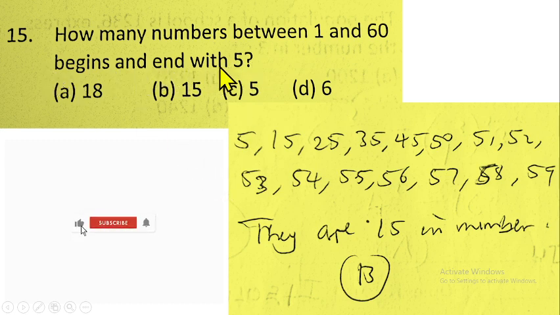If we work on that, then there may be an option here. The numbers that begin or end with 5 are 5, 15, 25, 35, 45, 50, 51, 52, 53, 54, 55, 56, 57, 58, 59, because between 1 and 60. If you count all of them together, that will give us 15 numbers, and option B is the correct option. But if you base it on what is given to us here, no option is correct.